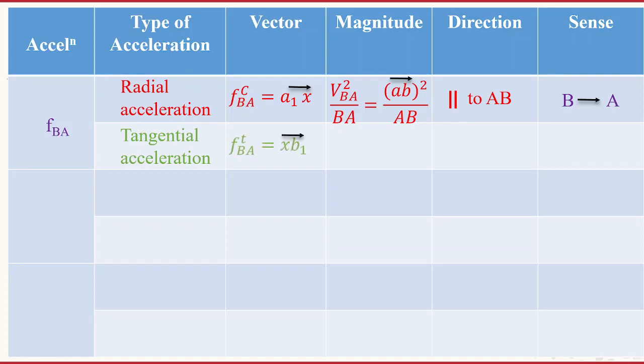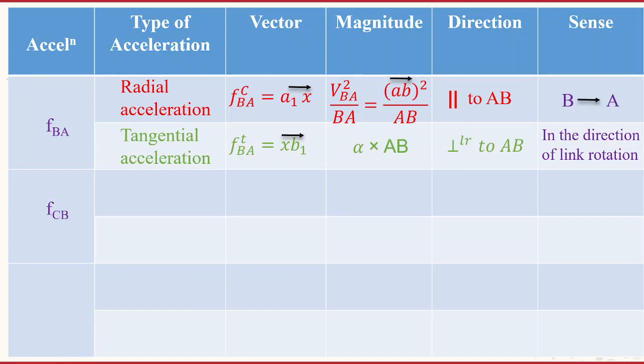Coming to the next component of acceleration, it's a tangential acceleration. It's represented as f^t_BA, that is equal to x b1 bar. The vectorial sum of these two gives the vector a1 b1, that is the final acceleration vector for the acceleration of B with respect to A. The magnitude is alpha into AB. The direction is perpendicular to AB and the sense is in the direction of the link rotation.